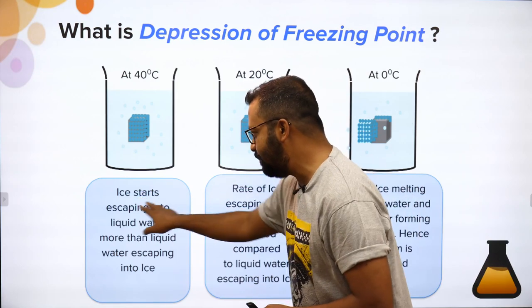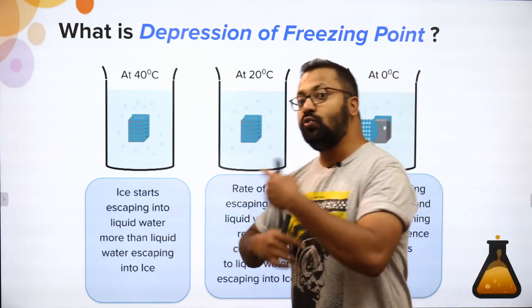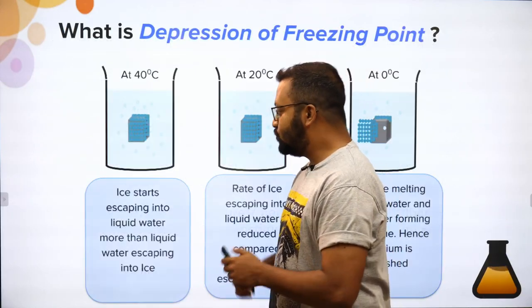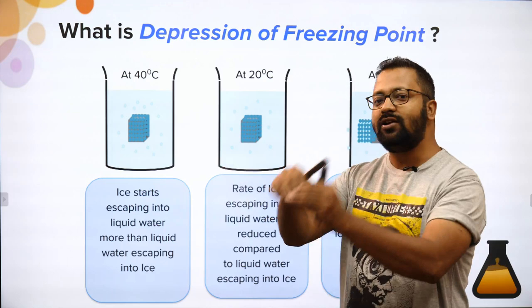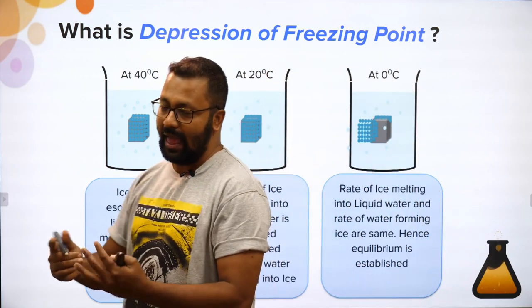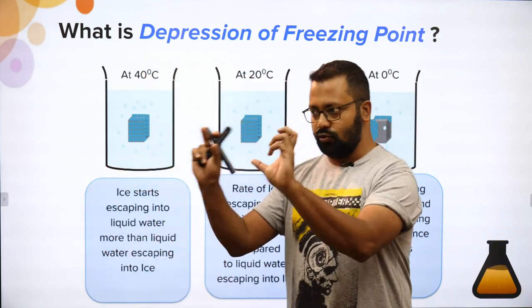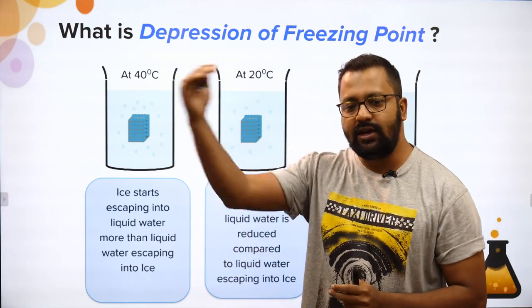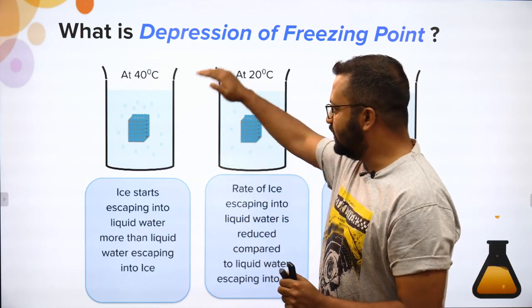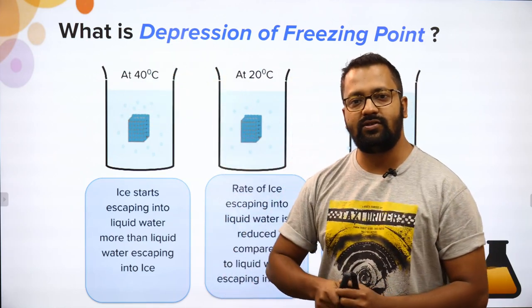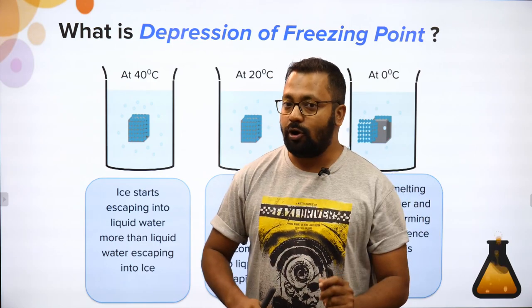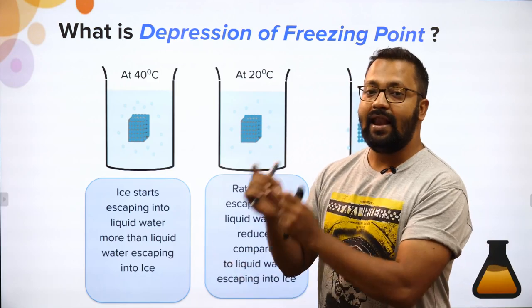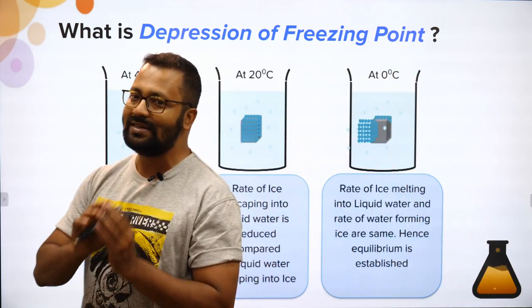So ice starts escaping into liquid water sooner than liquid water depositing on the surface of ice. So what I should have observed is that two processes are happening on both sides. One is escaping of ice into liquid water and one is water settling on the surface of ice. But at this temperature, ice prefers to melt and water doesn't prefer to settle down.